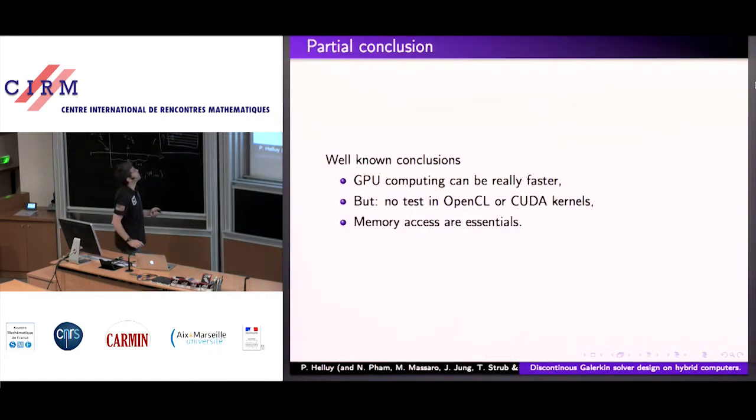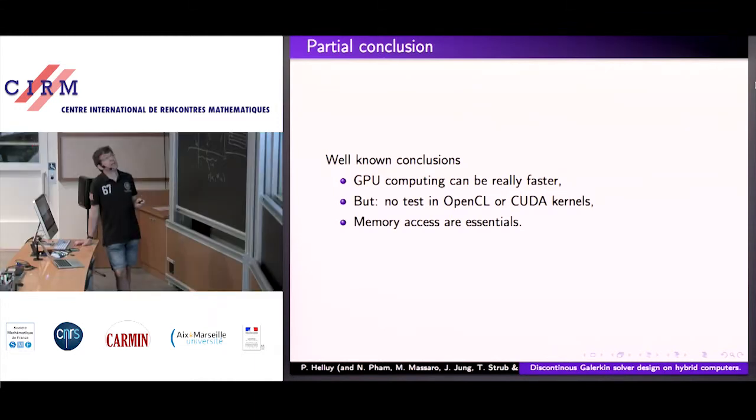Okay. So, partial conclusion. GPU computing can be really faster than classical computing, but you have constraints and the programming is not very easy. For instance, you have to avoid tests. And the essential point is that, because the computation costs nothing, the essential point is to optimize the memory access.